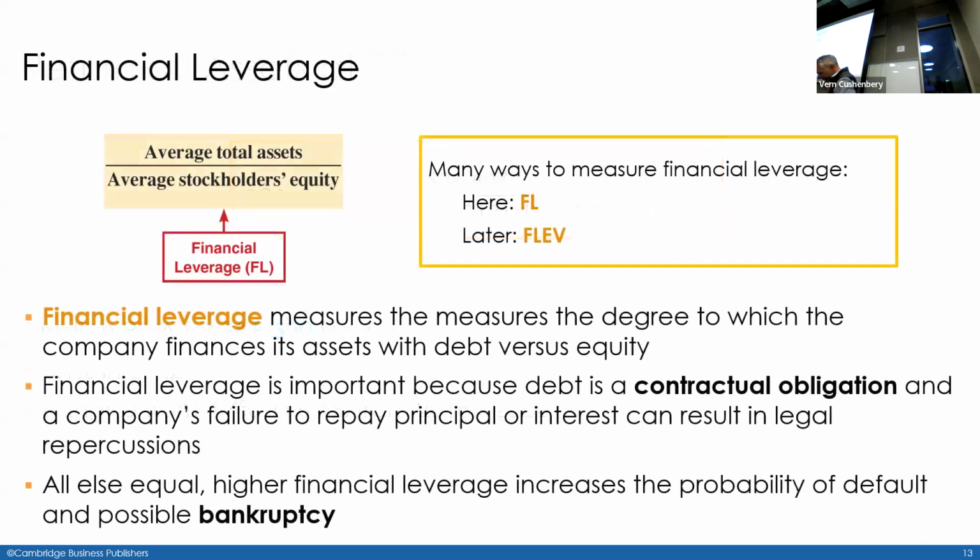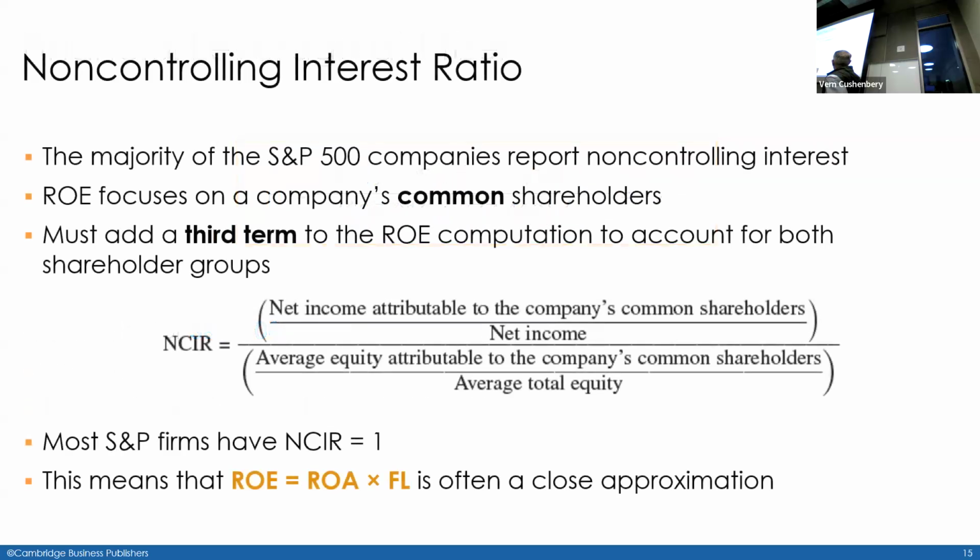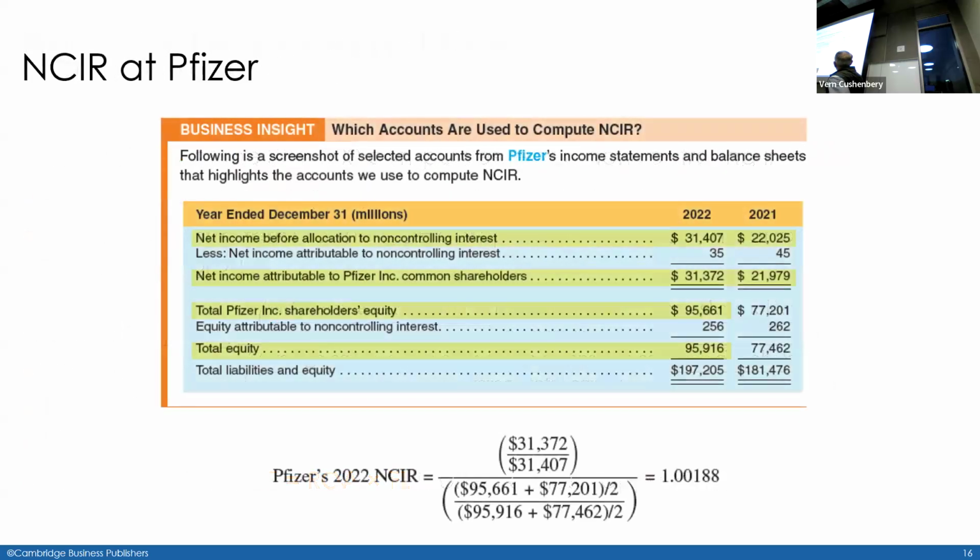But I was looking forward to. This is Pfizer's non-controlling interest ratio. What's the I stand for? Non-controlling interest ratio? Yeah. Okay. Non-controlling interest ratio, 1.00188. So it's immaterial.